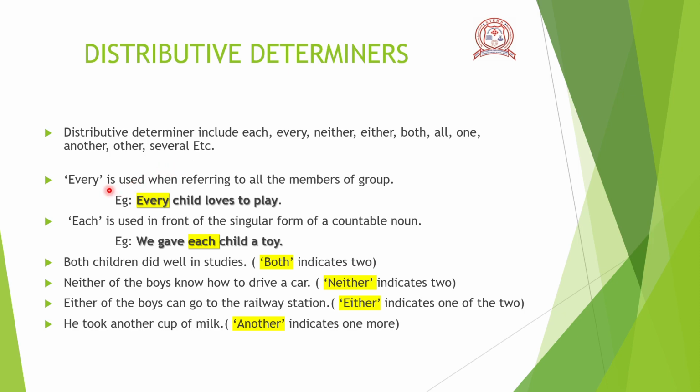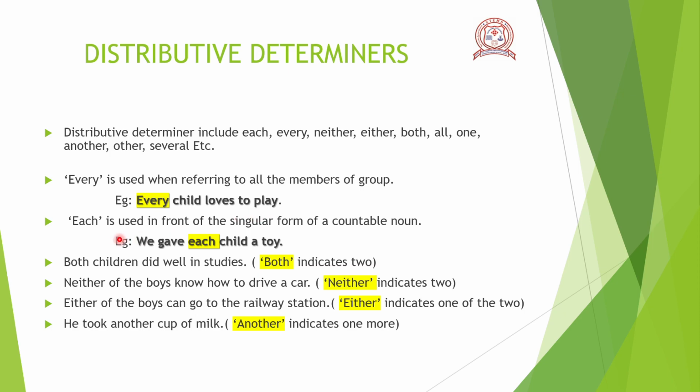Okay, every. Every is used when referring to all the members of a group. For example, every child loves to play. The child is the noun here. And when you add every before that, it refers to all the children in that group. Every child loves to play.